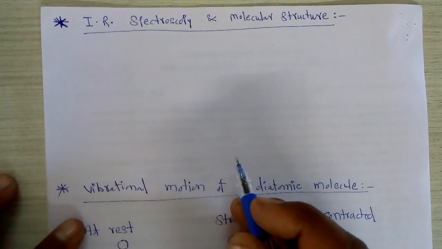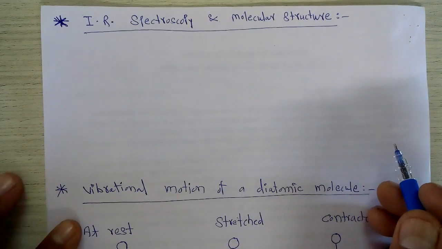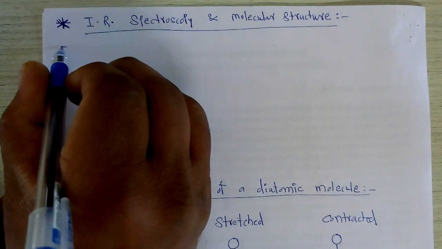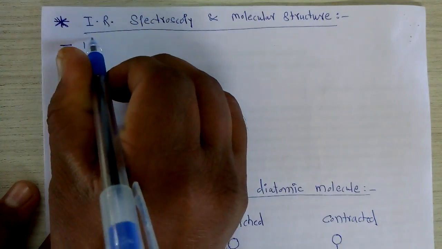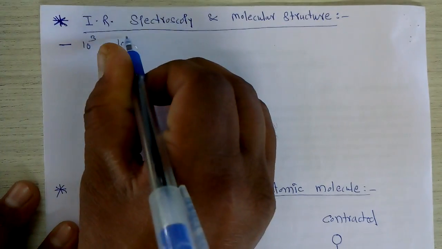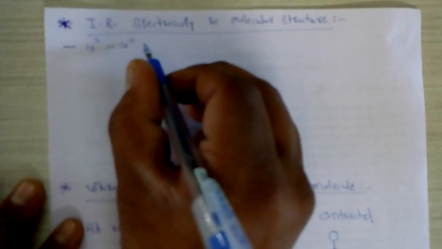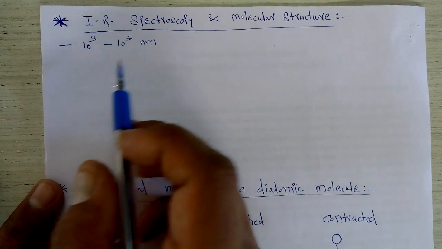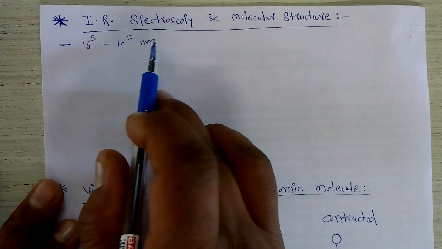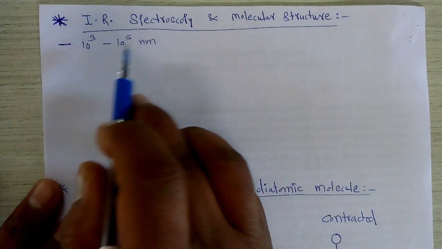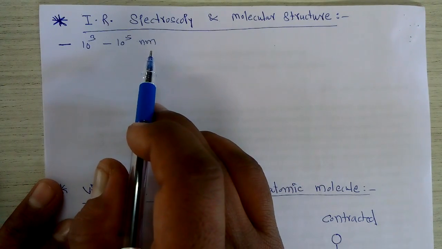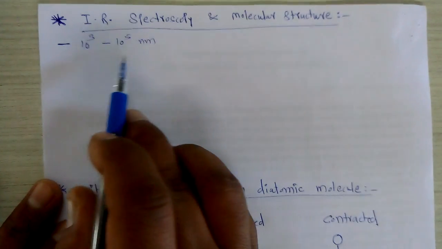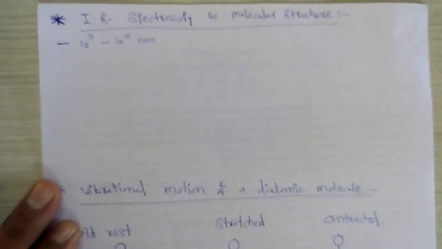Now the question arises, what type of electromagnetic radiation can be used in this spectroscopy? In the electromagnetic spectrum, the region from 10^3 to 10^5 nanometers belongs to the IR radiations. So for this spectroscopy, these types of electromagnetic radiation can be used for studying the molecular structure.